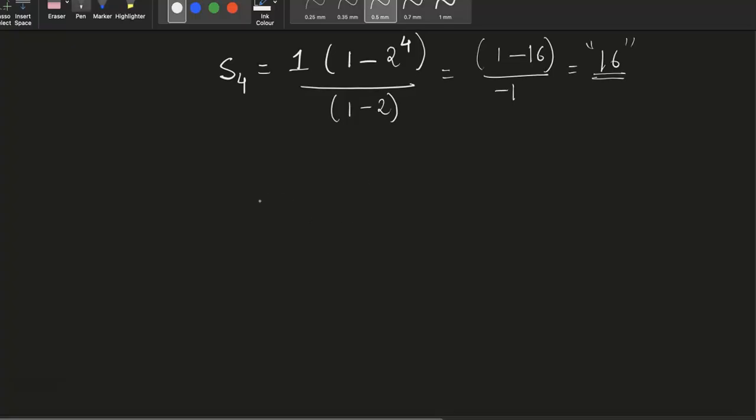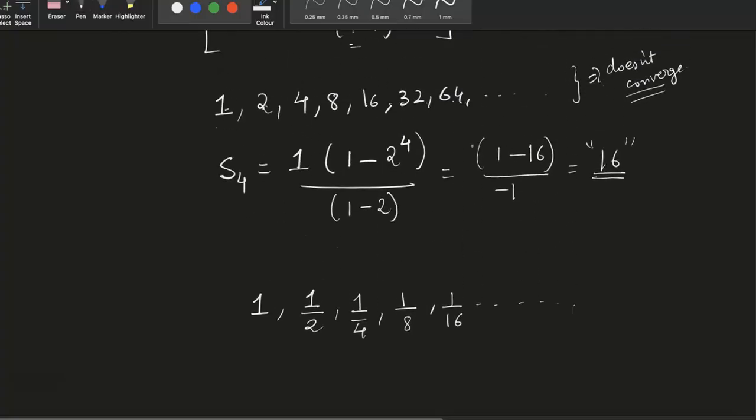Suppose I have a series like this: 1, 1 by 2, 1 by 4, 1 by 8, right? I'm multiplying by 1 by 2 at each n. As n tends to infinity, the infinite term of the sequence will become 0. So there is a chance that this series will converge, right?